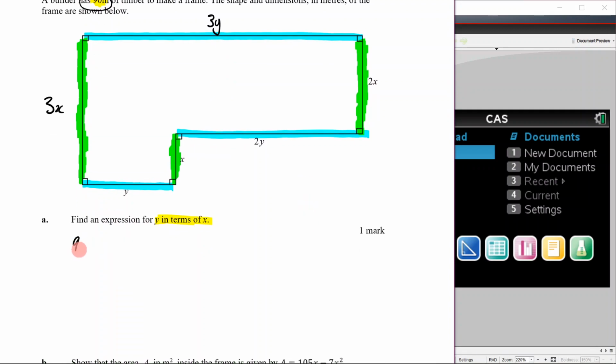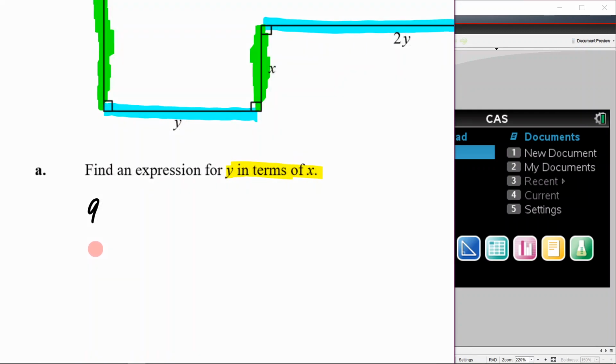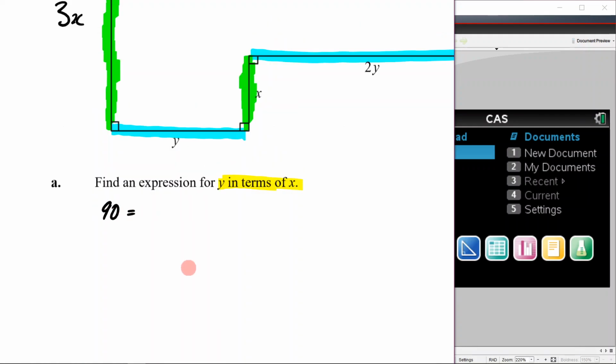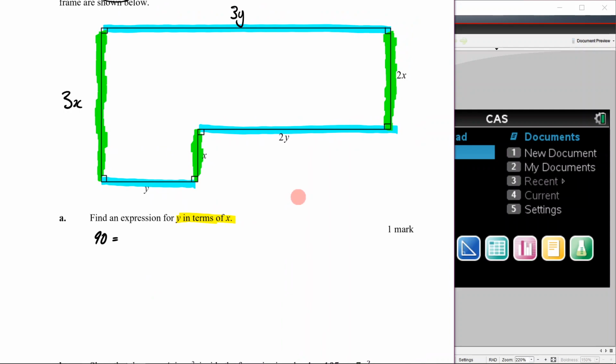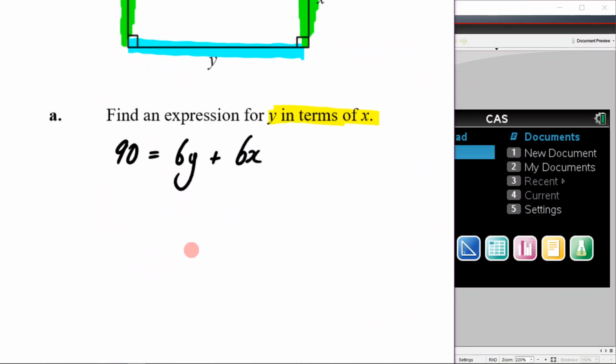So we know that 90 is equal to, let's get this right, I have y plus 2y, that's 3y, 3y plus 3y is 6y, and then I also have 3x plus x plus 2x, that is 6x. Now, let's read this carefully.